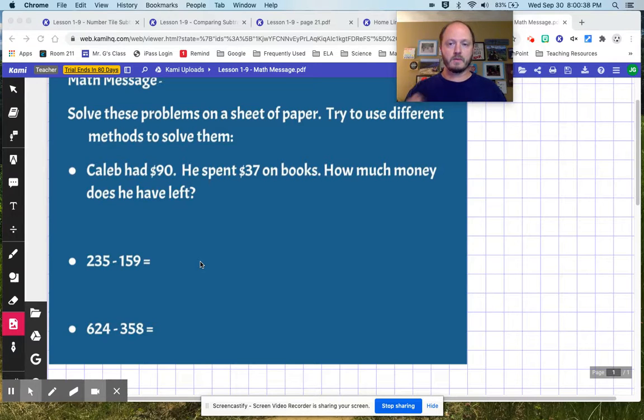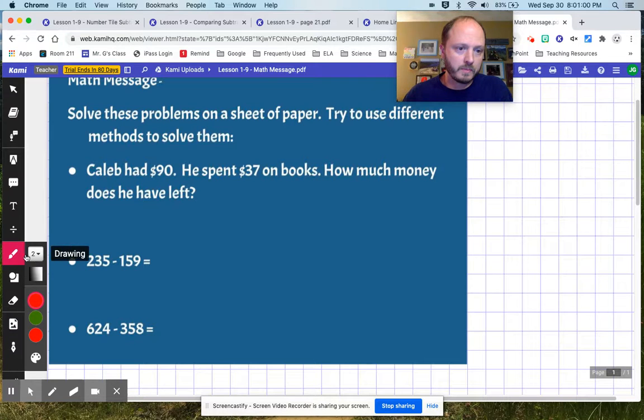Okay, so I hope you've worked on all of these, thought about trying to do them in different methods, at the very least, a method that's comfortable for you and without any support. Okay, so let's take a look at the first one, which is our word problem. We're going to use our cubes method, and we're going to keep it simple. We're going to pick a nice easy color to look at.